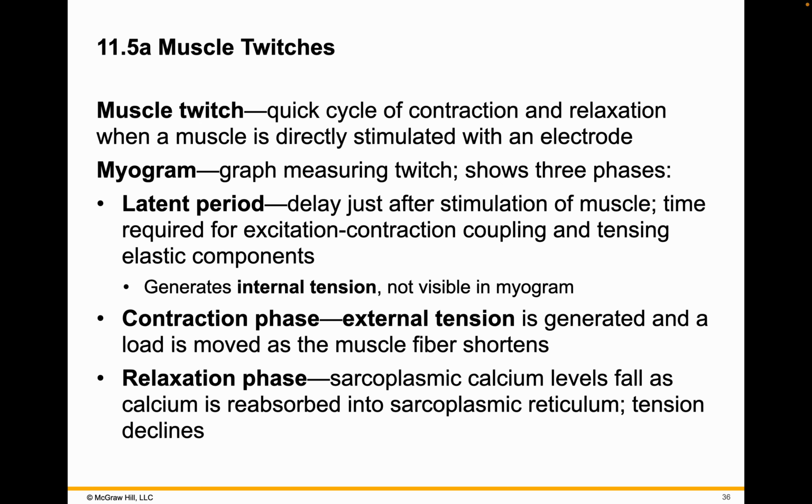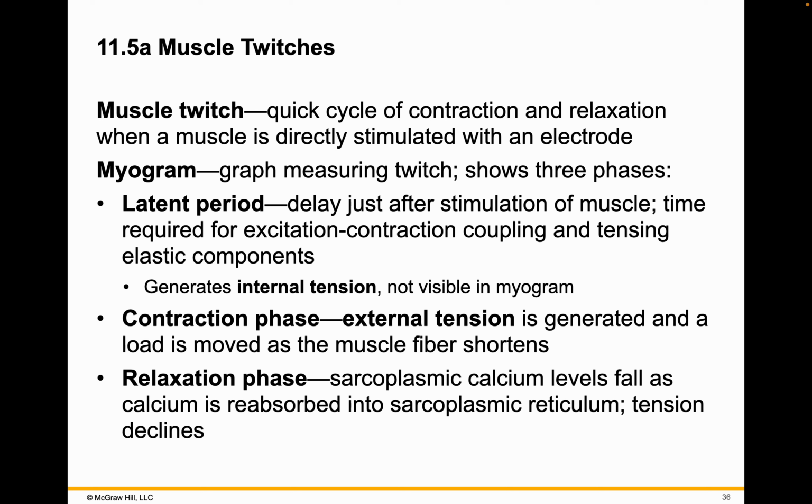A muscle twitch is a quick cycle of contraction and relaxation when a muscle is directly stimulated by an electrode. A muscle twitch is not like a twitch we have physiologically. It's a way to study the contraction process. A myogram is a graph that measures muscle twitch. It shows three phases: the latent period, the contracting phase, and the relaxation phase.